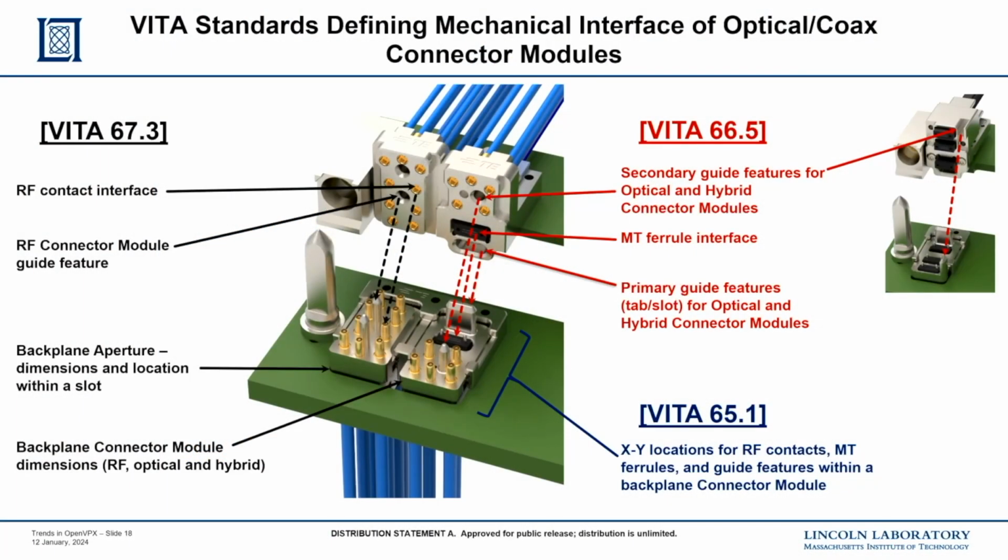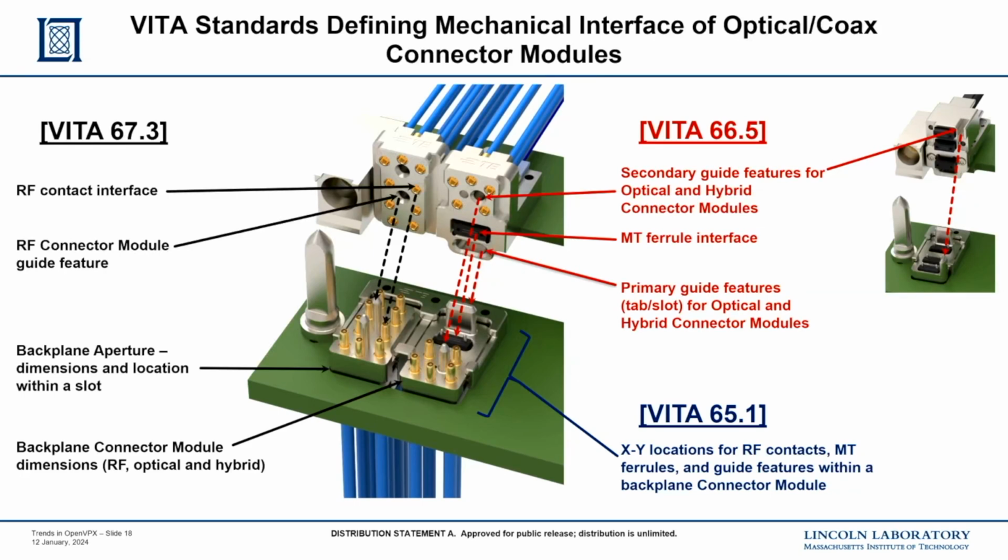These standards that are documenting the optical and coax are shown here. Over on the left, we've got the thing standardized by VITA 67.3. That's the RF contact interface, the RF connector module, the guide features, the backplane aperture, which is the hole in the backplane where the connector module is going to go in, and then backplane connector module dimensions.